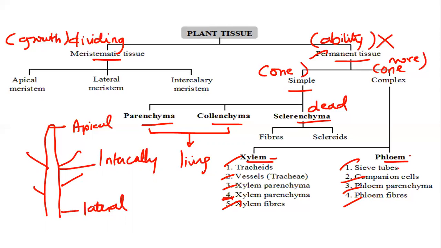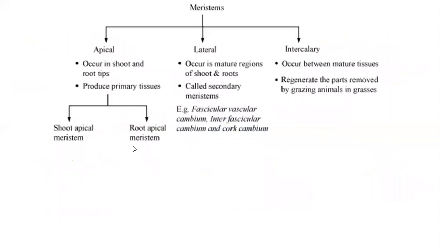Sieve tube elements are joined together with companion cells. We'll discuss all about meristematic and permanent tissues in depth in the further slides. First, we'll go with meristematic tissues. As I said, meristematic tissue is present in three regions of the stem, or even the plant, you can say.